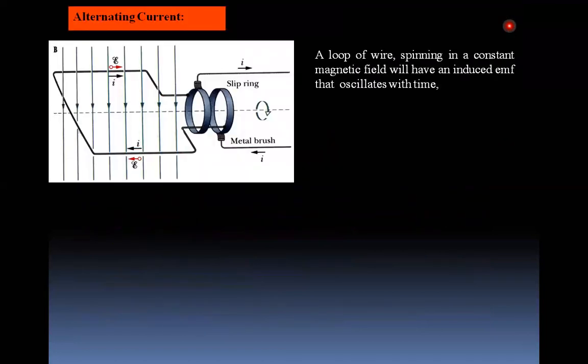Now, a loop of wire spinning in a constant magnetic field will have an induced EMF that oscillates with time. So this is a loop which is spinning in this particular magnetic field. As long as this loop is spinning, we can see that there is an induced EMF set up in the loop, and the current is flowing in this loop. So it can be an AC generator.